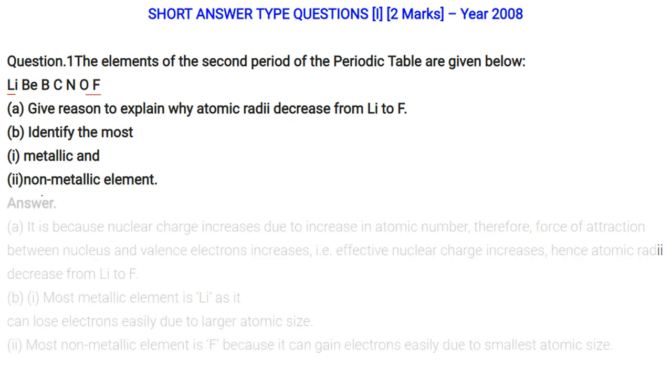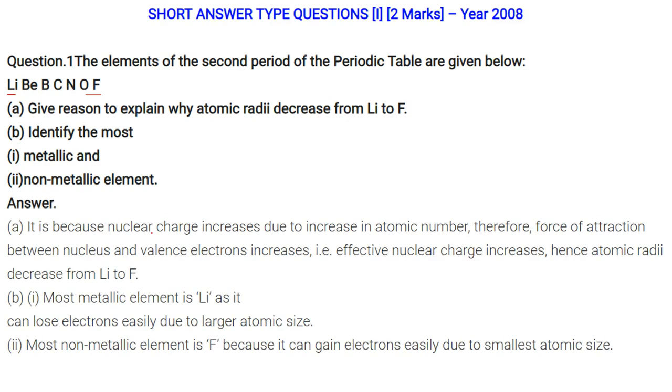First we'll answer this. Why? Because the nuclear charge increases due to the increase in atomic number. Atomic number means the number of protons and electrons are increasing, so the attraction force is also increasing. The force of attraction between the nucleus and the valence electron is increasing. That is, the effective nuclear charge will increase because of the strong attraction, because of the greater number of protons. So the atomic radii will decrease from lithium to fluorine.